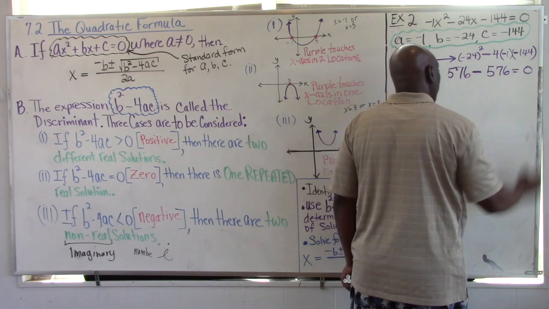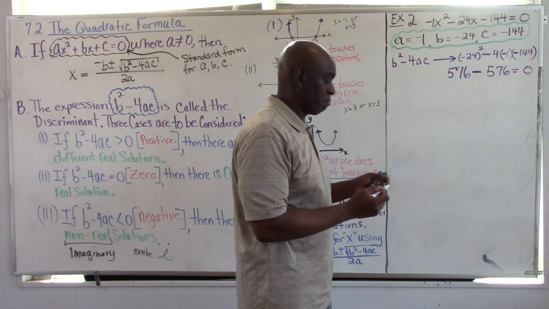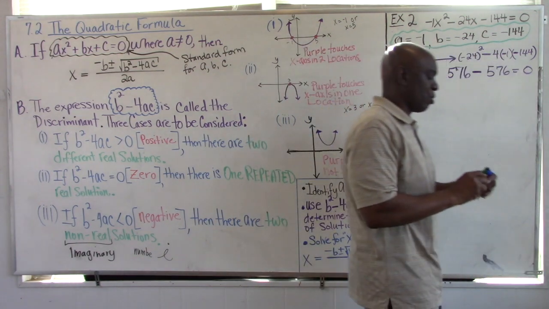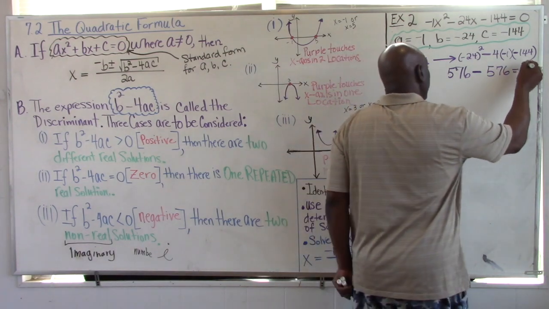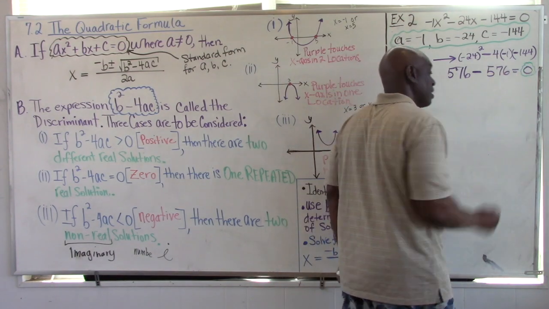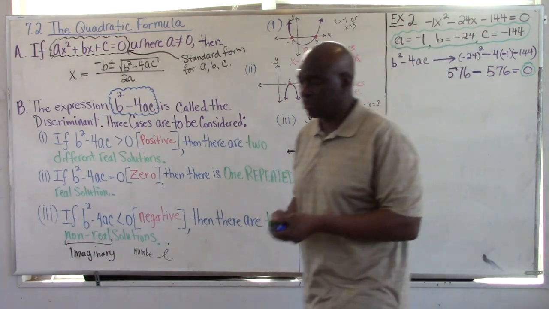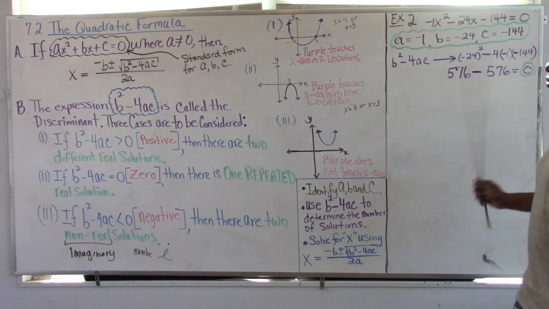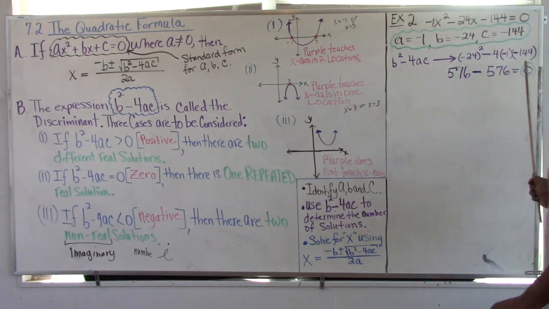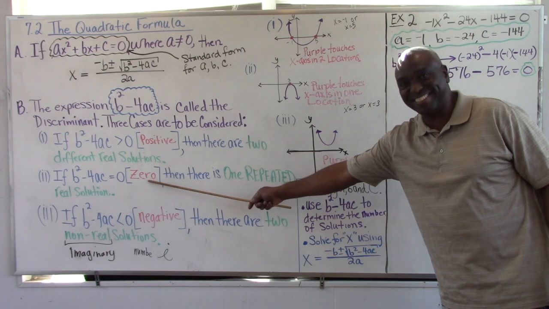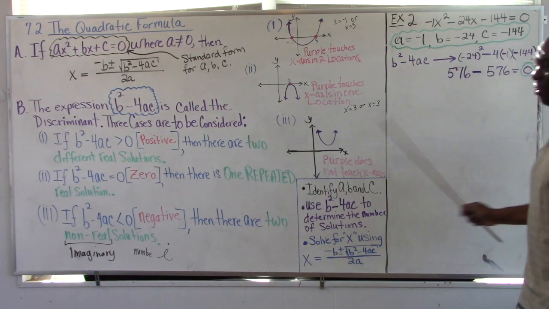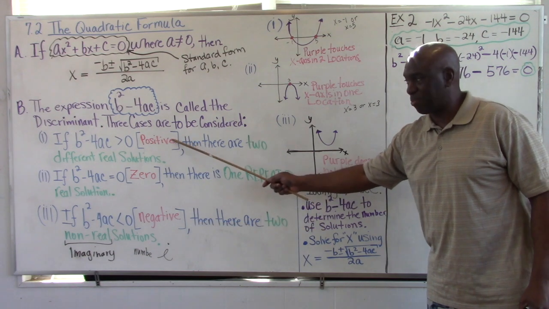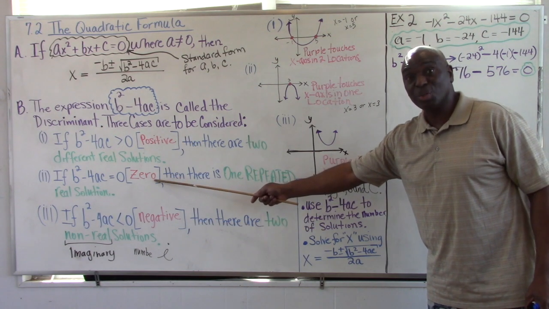Which equals 0. All right. So there we have it. We get 0. So what does that mean? Let's see. Is our discriminant 0? Is 0 positive? Is 0 negative? Well, 0 is not negative and 0 is not positive. So there it is right there.